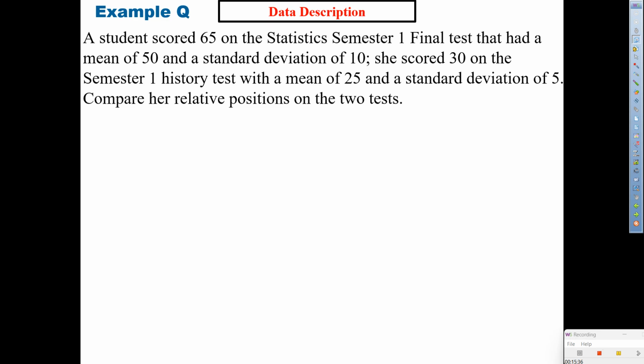All right. So with that said, example Q. Write this one down in your notes so you can have at least one example to guide you through your homework tonight. And it reads, a student scored 65 on the statistics semester 1 final exam that had a mean of 50 and a standard deviation of 10. She scored a 30 on the semester 1 history test with a mean of 25 and a standard deviation of 5. Compare her relative position on the two tests. Copy that, please.